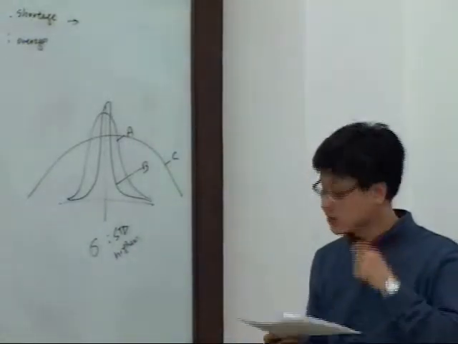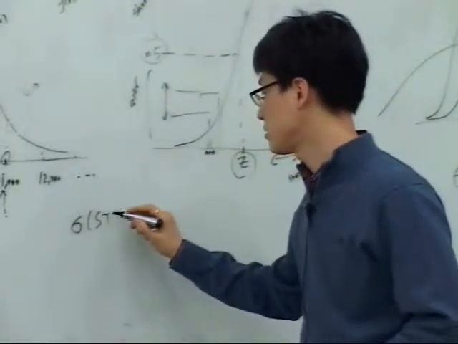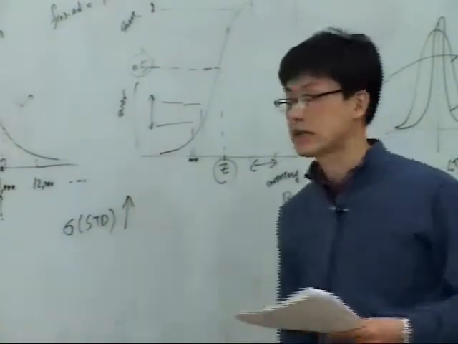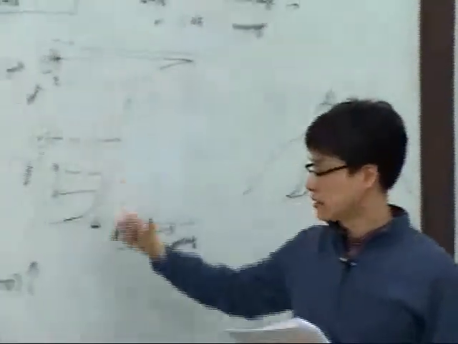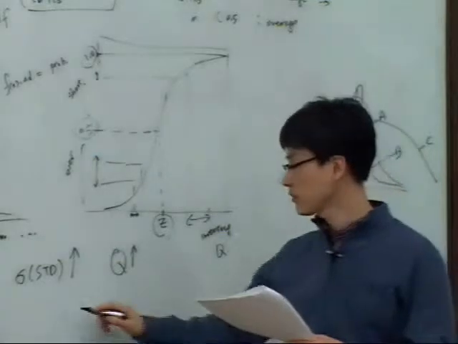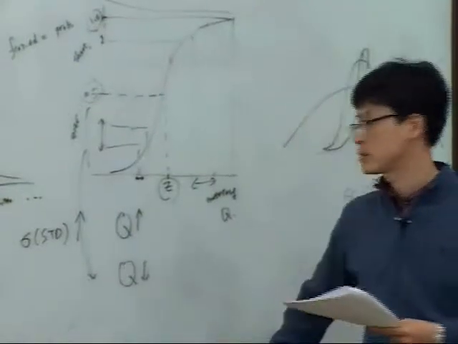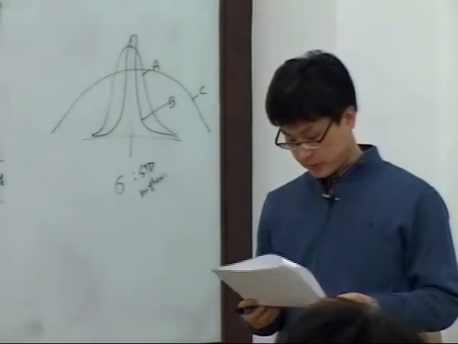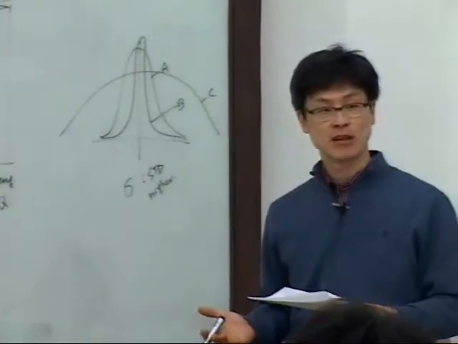Okay. So it's the standard deviation of our random demand X. If variability is increasing, then in this region, Q is increasing, and in this overage region, Q is decreasing. Does that make sense?